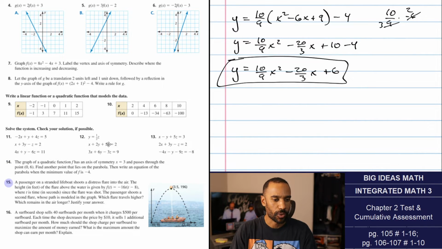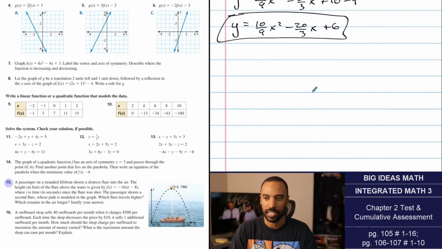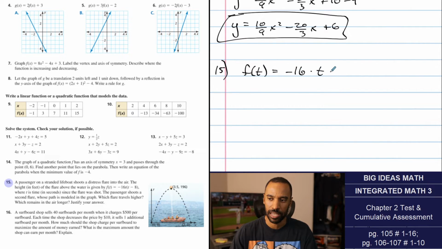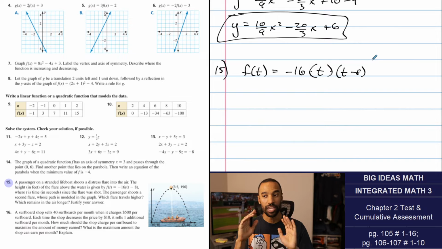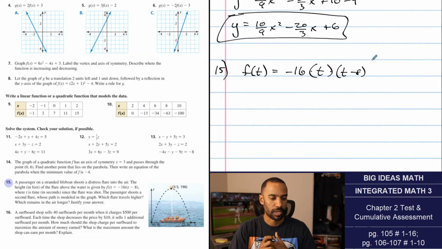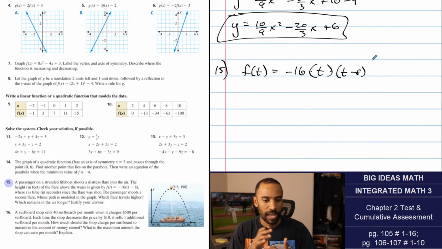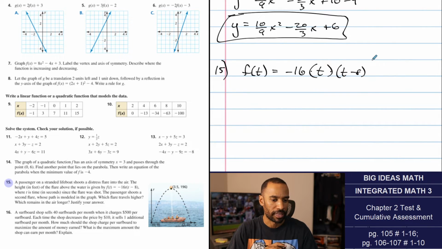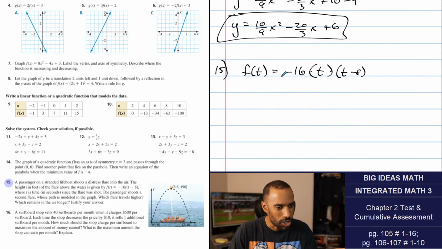A passenger on a stranded lifeboat shoots a distress flare into the air. The height in feet of the flare above the water is given by f of t equals -16t times (t minus 8). A better way that you could also think about it is -16 times (t minus 8). And I bring all that up because you can treat t as its own quantity there. This is intercept form. T is the time in seconds since the flare was shot. The passenger shoots a second flare whose path is modeled by the graph. Which flare travels higher? Which remains in the air longer? Justify your answer. Let's start with this graph right here. The other one we'll call g of t, I guess.